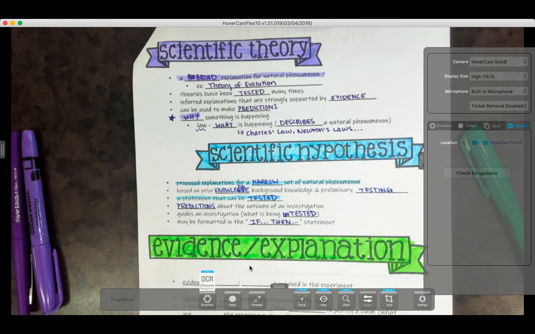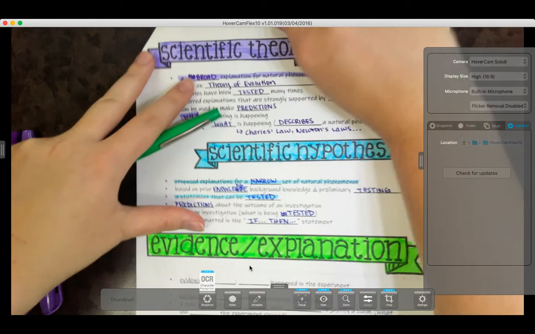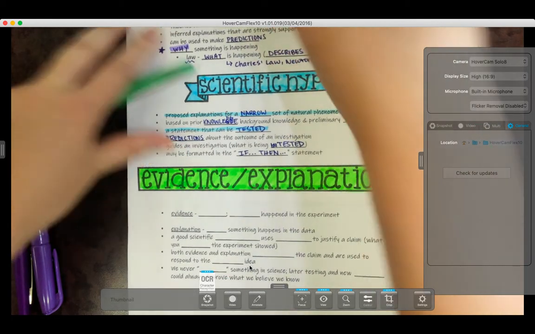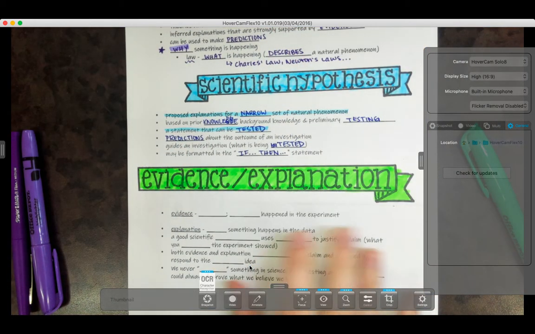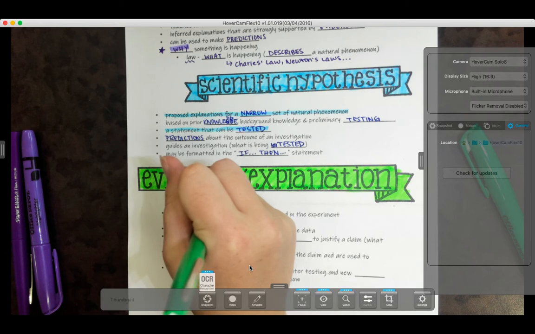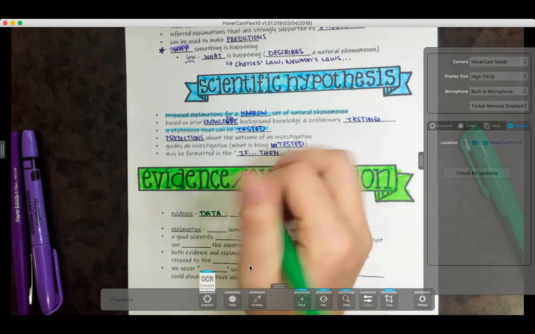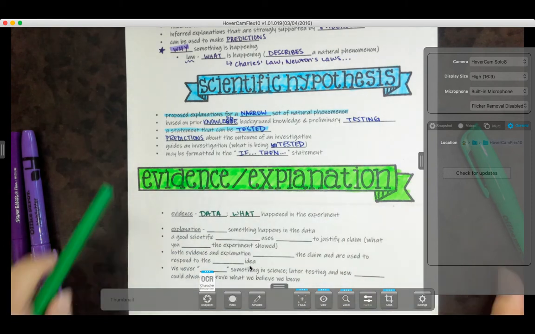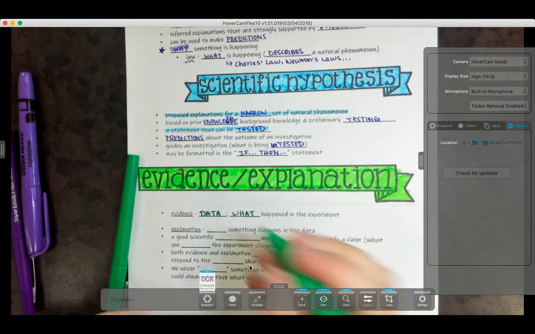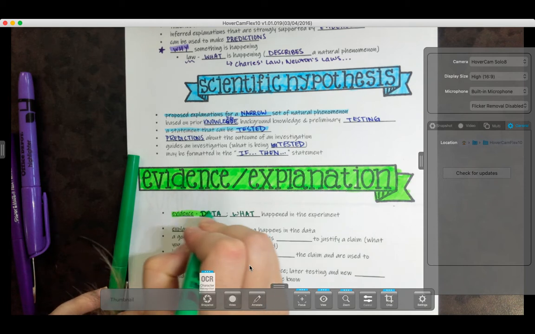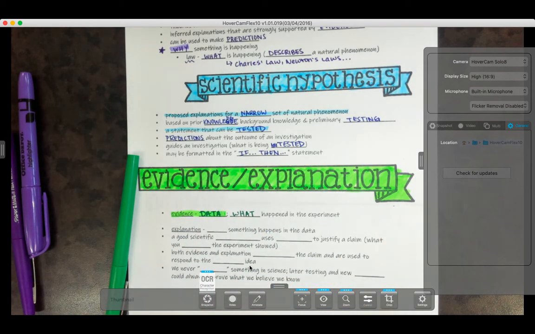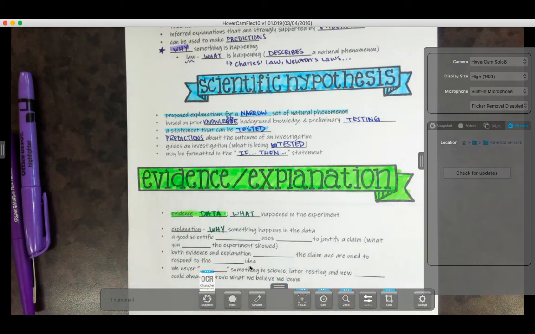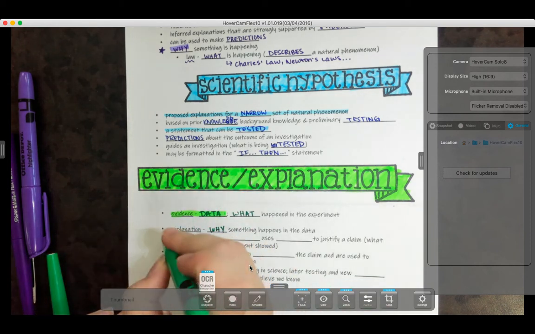Okay, let's dive into this final section. Evidence would be things like data. It's what happened in an experiment. So evidence is data. Now, an explanation is why something happened in the data, which makes sense.